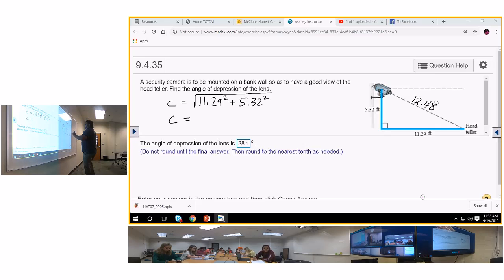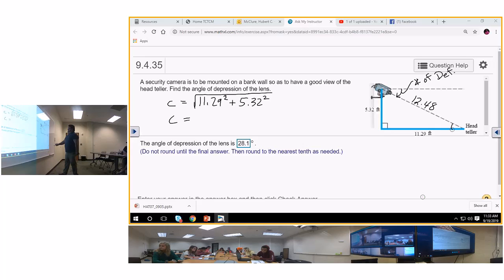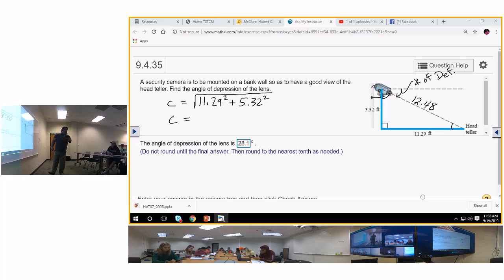Now, this is the angle of deflection. Angle of deflection. So if you find this angle, you can find that angle. It's like a puzzle. All these questions in 9.4, just like statics, just like dynamics, just like physics, you're taking a puzzle and you're filling in the pieces.